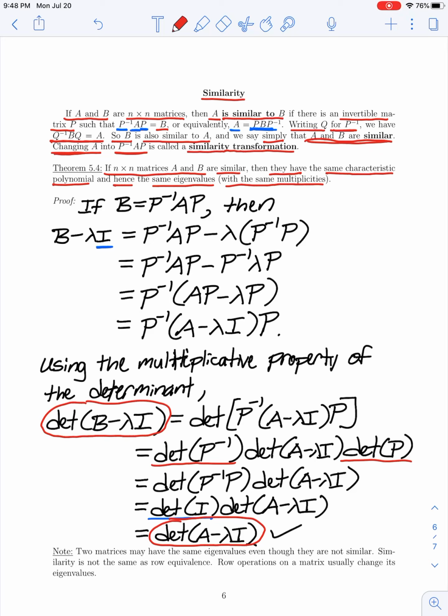Now, a word of warning for this theorem, just because two matrices have the same eigenvalues does not mean that they are similar. So we've shown here that if two matrices are similar, then they have the same eigenvalues, but the converse does not hold. Just because they have the same eigenvalues does not mean they're similar. And also, word of caution here, similarity is not the same as row equivalence. So just because two matrices are row equivalent does not mean they have the same eigenvalues. In particular, row operations on a matrix will usually change its eigenvalues.